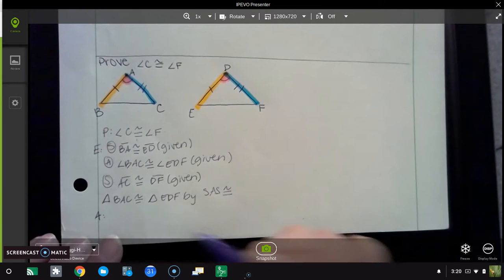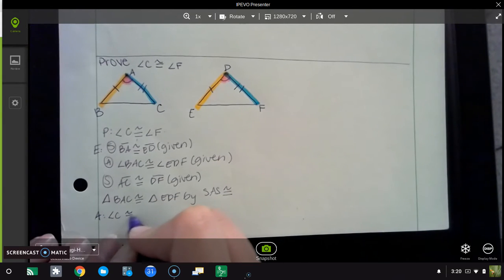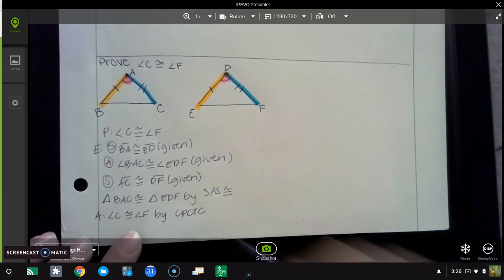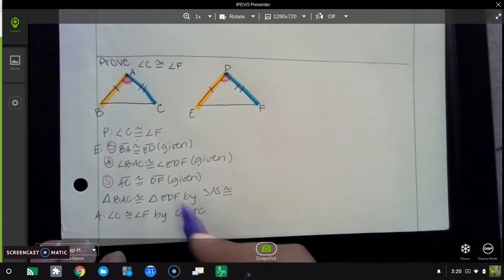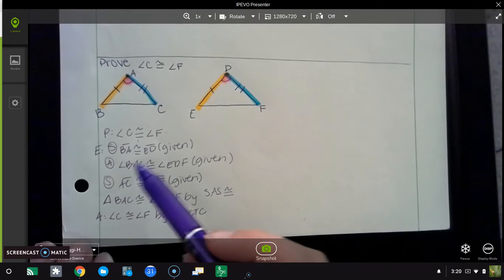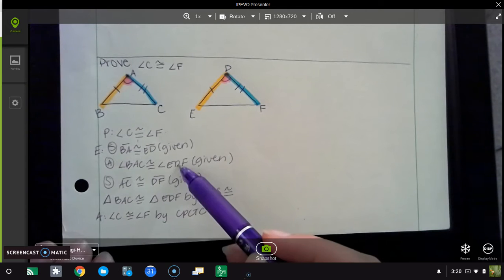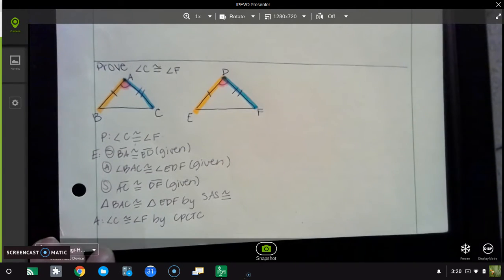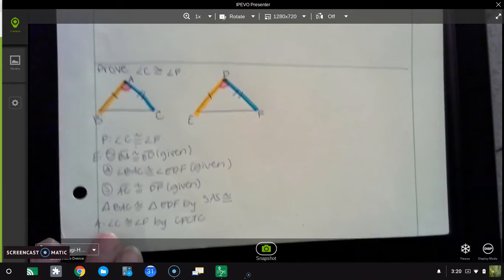Now I can say for my analysis, angle C is congruent to angle F by CPCTC. We know that's true because we just proved that these two sides are congruent, these two sides are congruent, these two angles are congruent, which gives me congruent triangles by side angle side. All right, one last proof, and then we will see each other in class.